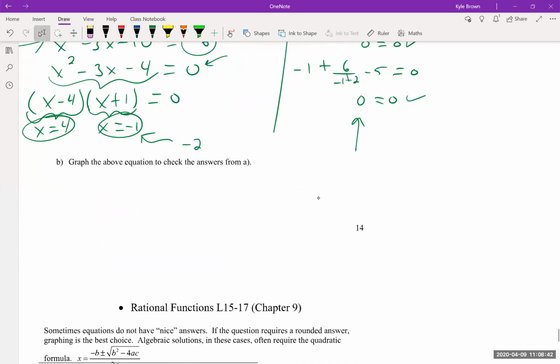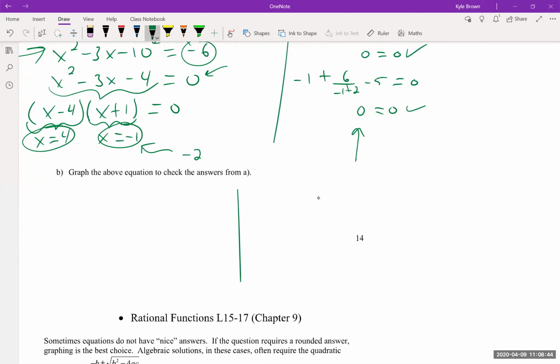If you graph this, I'm not going to get too in detail here, but you would see a graph that crossed at 4 and -1. Those would be my solutions, and that's the way the graph would look.